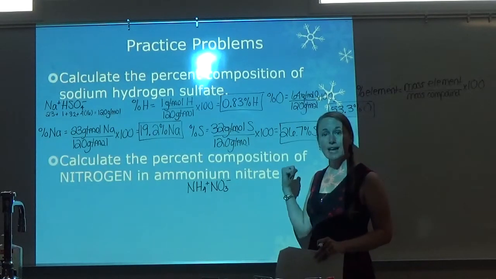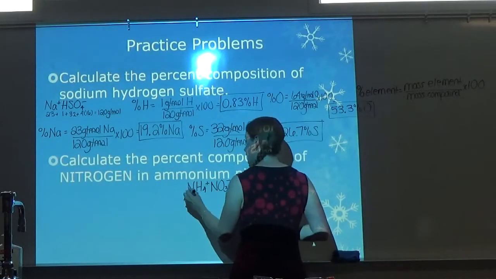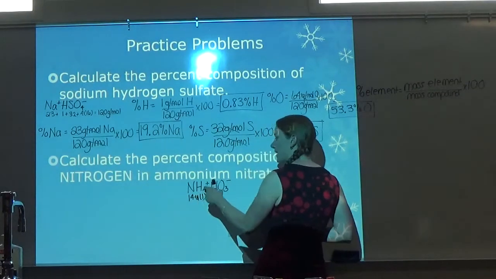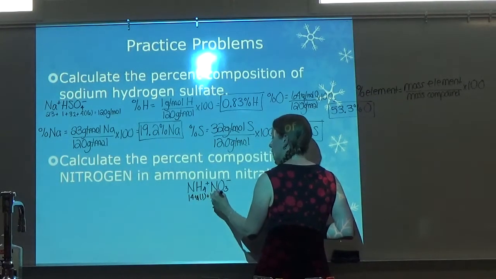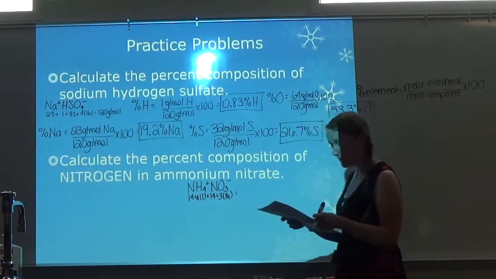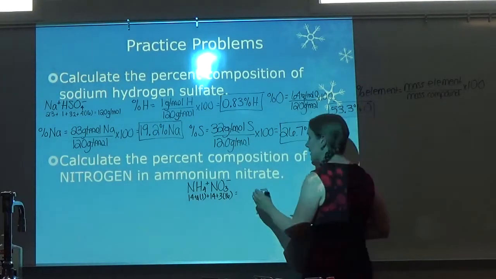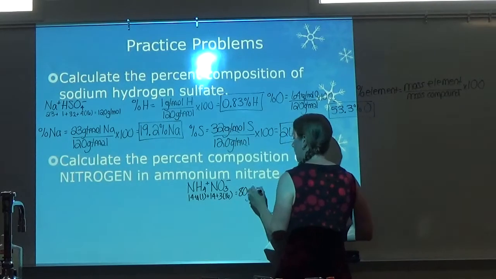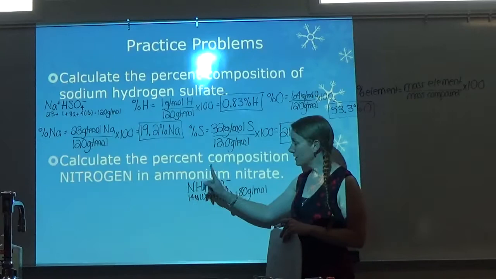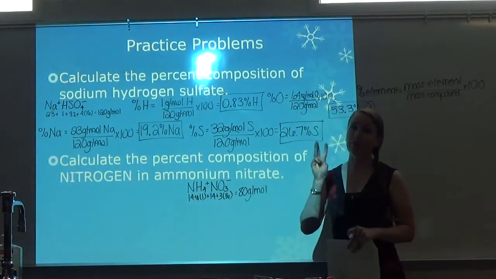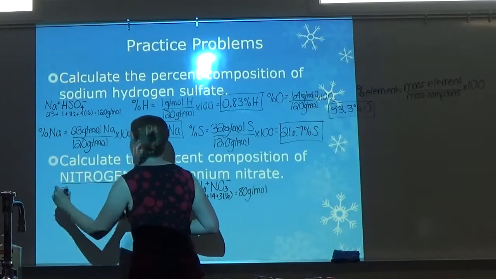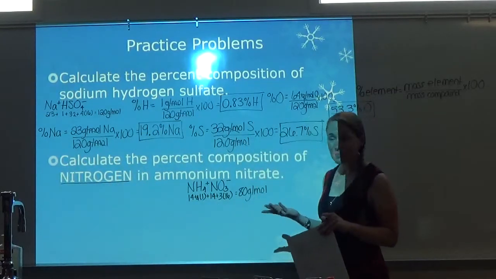So first let me go ahead and add up the masses. Nitrogen is 14. Hydrogen is 1, and I'm going to multiply it by 4. Nitrogen is 14. Oxygen is 16, and I'm going to multiply it by 3. So once I do all that, I get about 80 grams per mole. Now, normally I would need to do nitrogen, hydrogen, and oxygen. I would have to do 3 problems. But because it just specifies nitrogen, that's the only one I have to worry about.